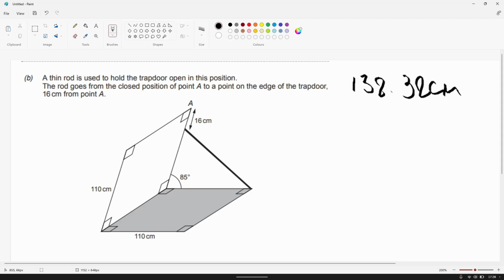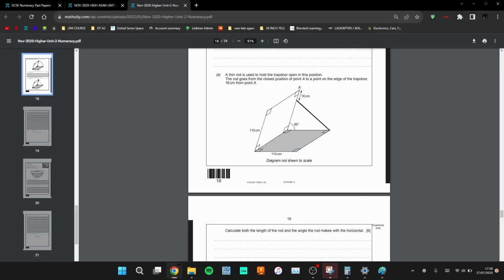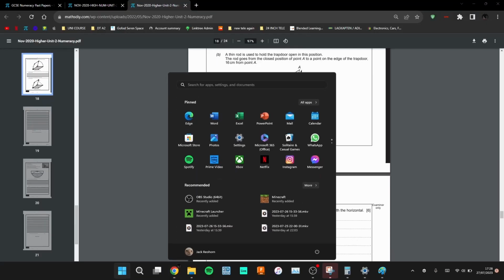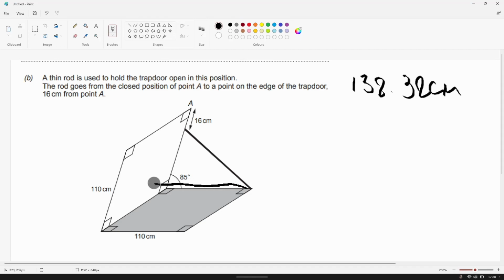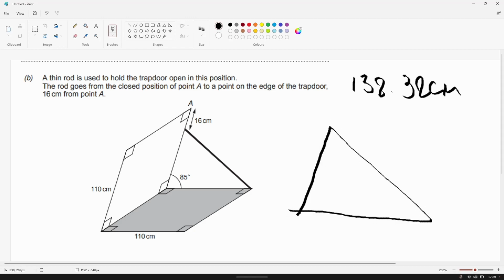Now we can use the sine rule to find out the angle that it makes. So it's asking for the angle it makes with the horizontal. So the horizontal is referring to this plane here, okay? So we want this angle here. And we can use my favorite rule ever, which is the sine rule, because it's really easy. The sine rule would say that we can take this like this.